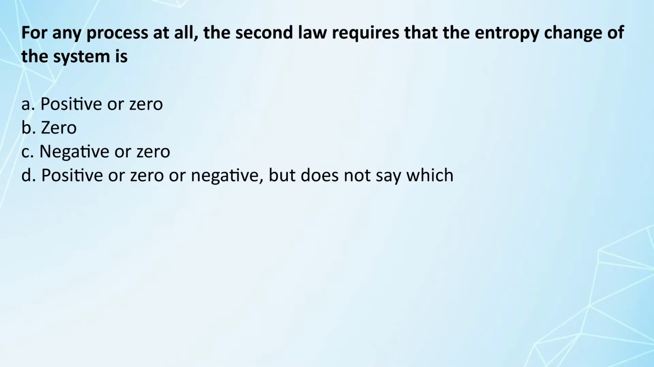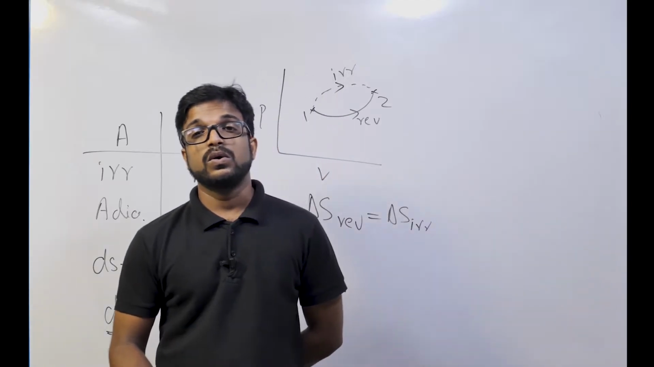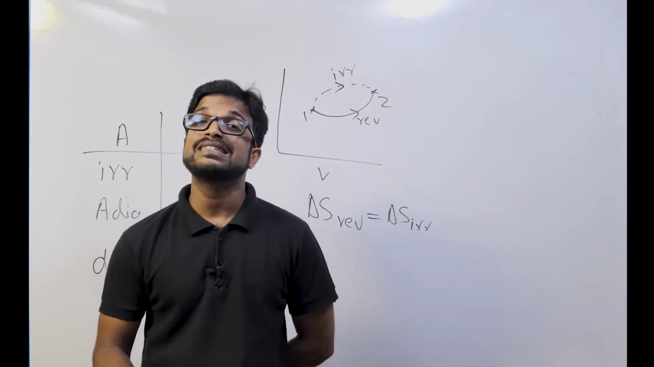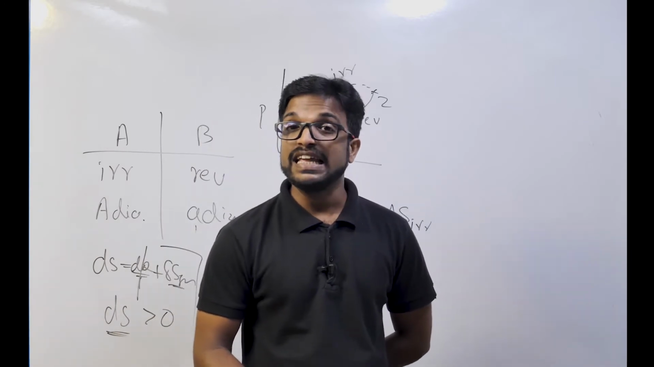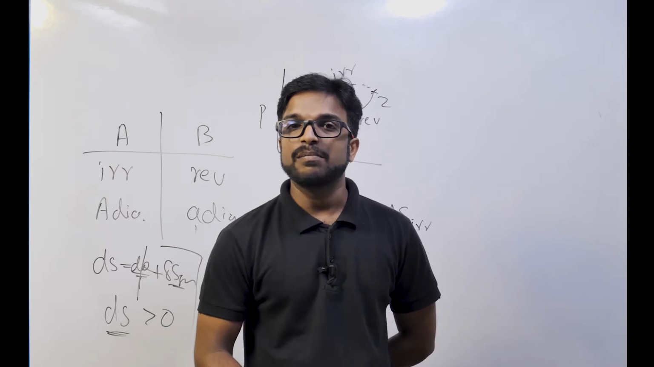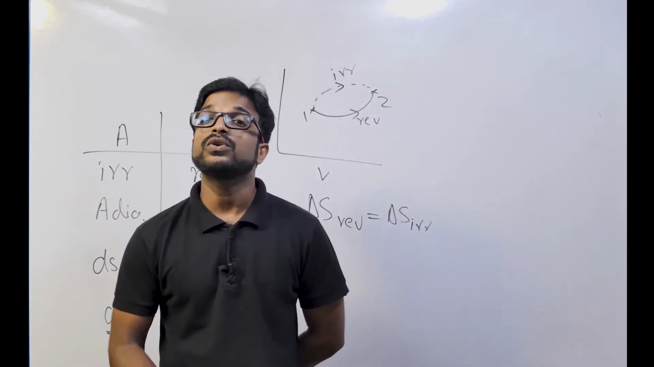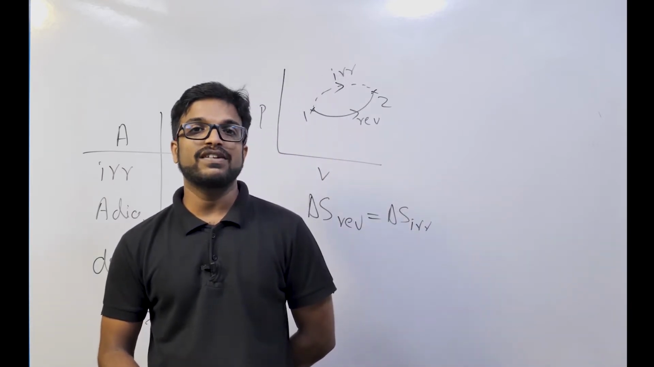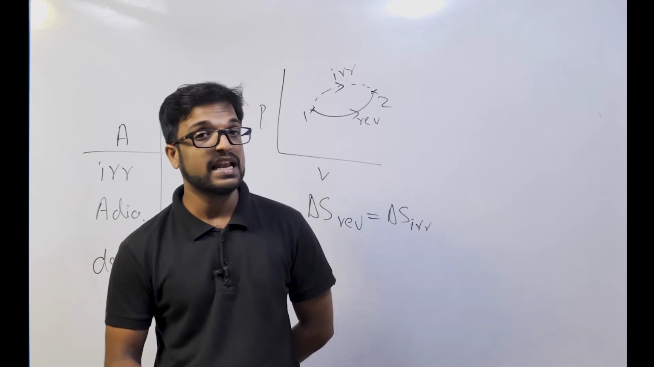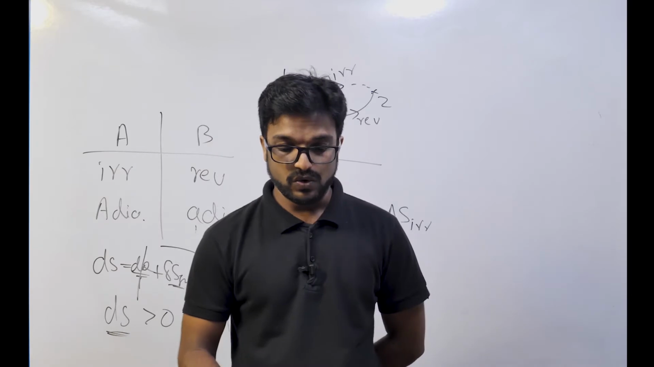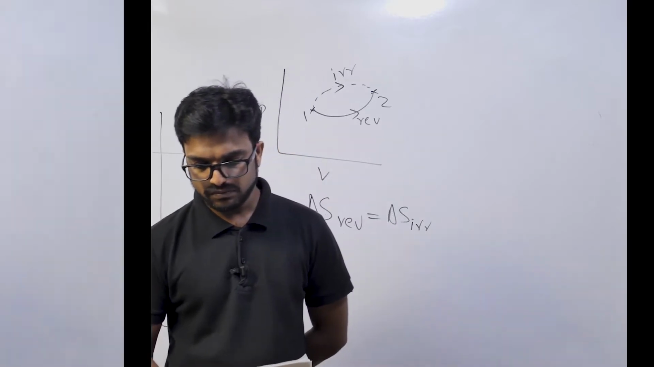For any process at all, the second law requires that the entropy change of the system is? So they are talking about the entropy change of the system. We have seen that a system's entropy can increase, can decrease, can remain the same. It's only for the universe that entropy can never decrease. They are talking about the system. So in a system, entropy can increase, can decrease, can remain the same. So option D is the right option.